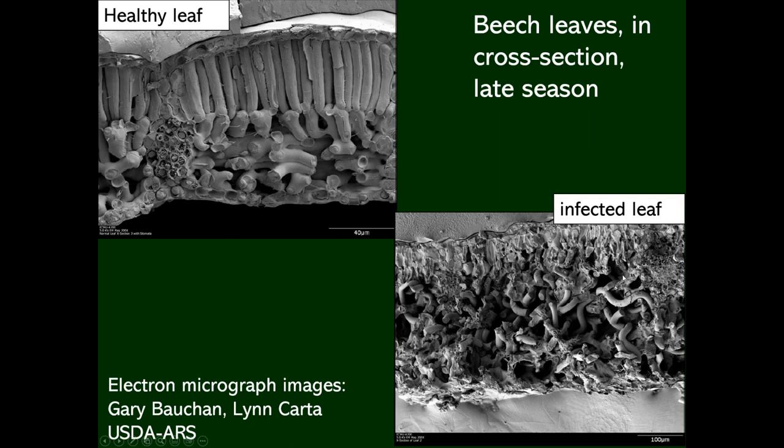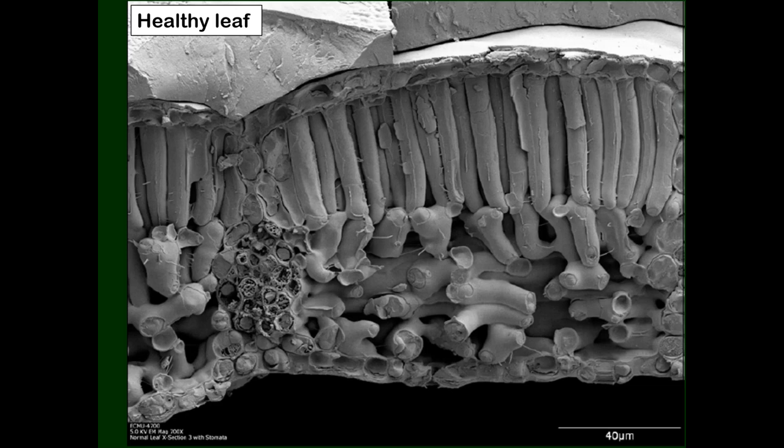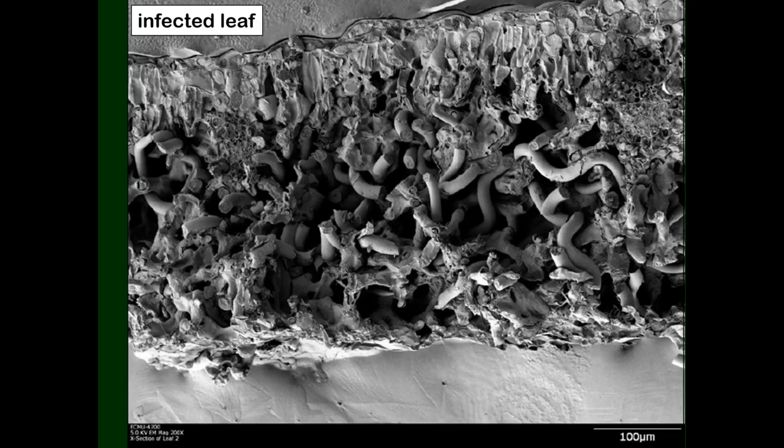What you're also seeing here is the casts of nematodes in this micrograph. You can see the damage is extensive. And just a better picture here, more close up of the healthy leaf with the more organized tissue. And here you see the infected leaf where there's been a lot of damage done to these leaves.